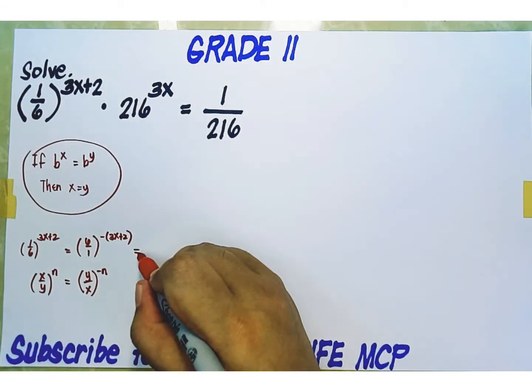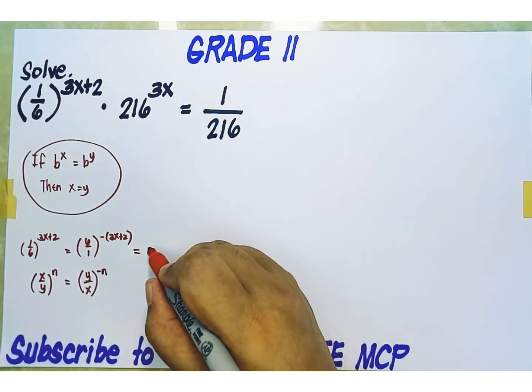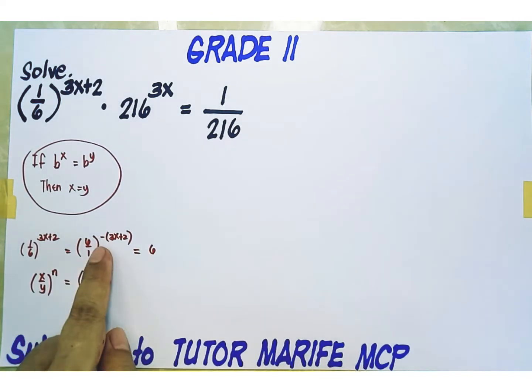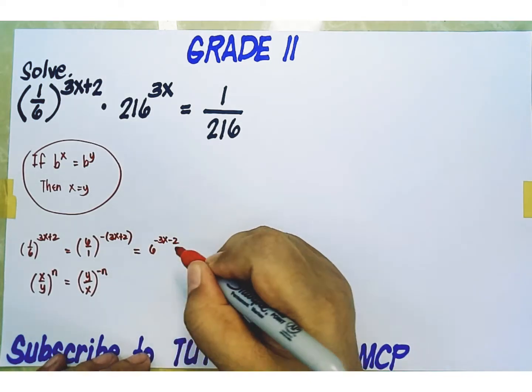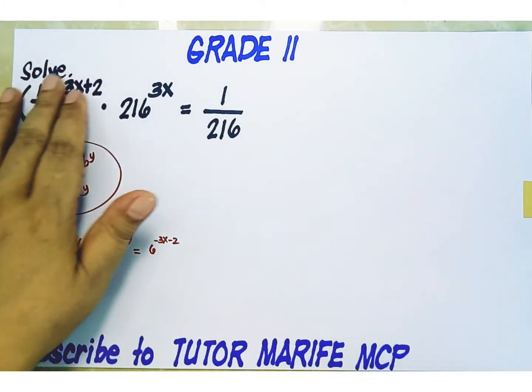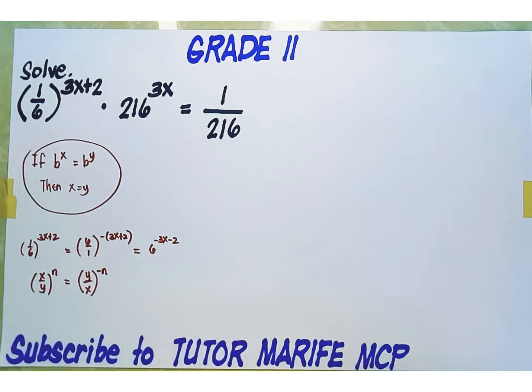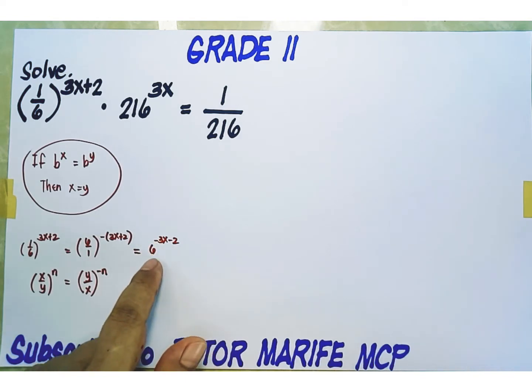We can simplify this by omitting divided by 1 because division by 1 is always equal to the number. 6 divided by 1 is still equal to 6. And let's distribute negative to each of the terms inside the parenthesis. 6 raised to negative 3x minus 2. Okay, so our first exponential expression becomes 6 raised to negative 3x minus 2. Notice that we have our new base number, and that is 6. This serves as our clue.